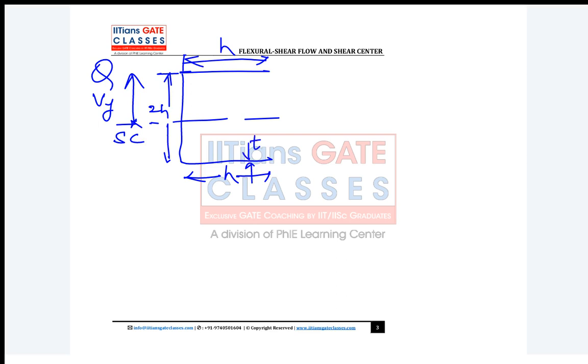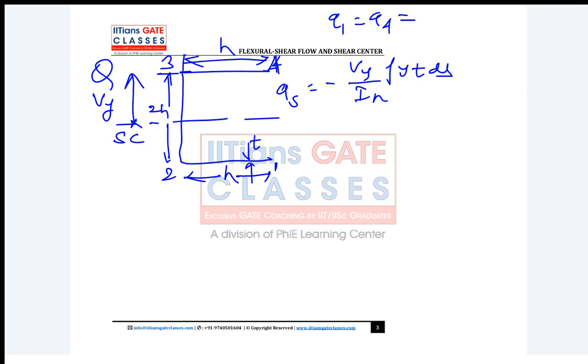For this, when we derived, we found what is qs? It is minus Vy upon Ix, integral of y t ds. Is it correct? This is what we got. Yes or no, guys? Now suppose these are points 1, 2, 3, 4. We already know from the boundary condition that q1 equals q4 equals what? From the boundary condition, q1 equals q4 equals 0. Okay. Now suppose I want the section 1 to 2. What is my shear flow distribution?